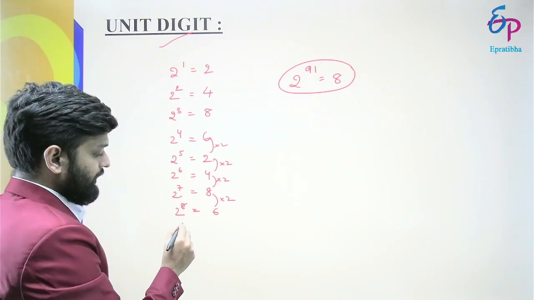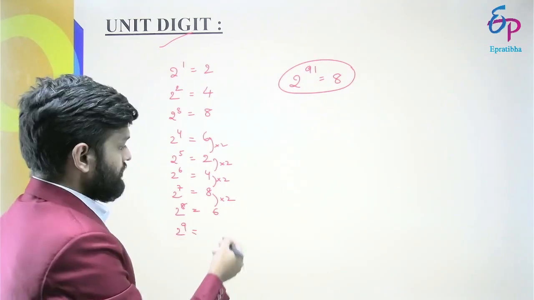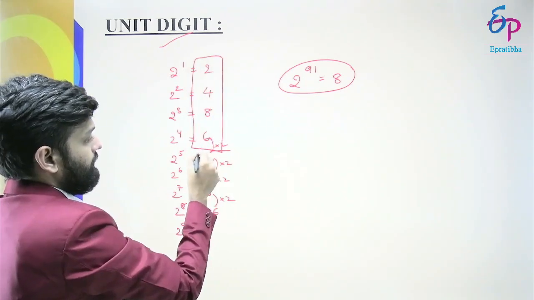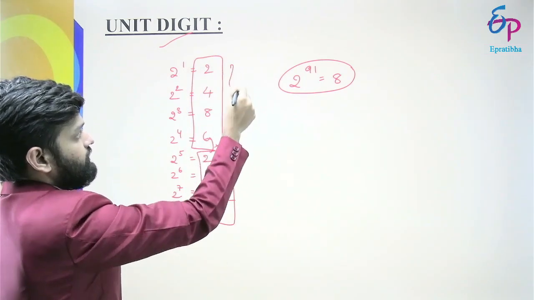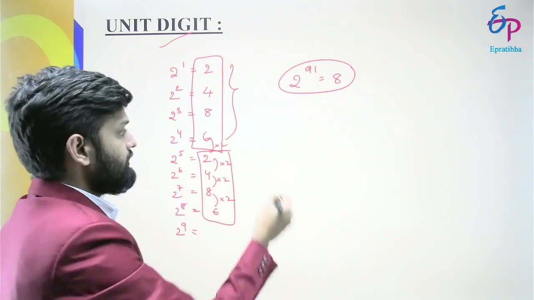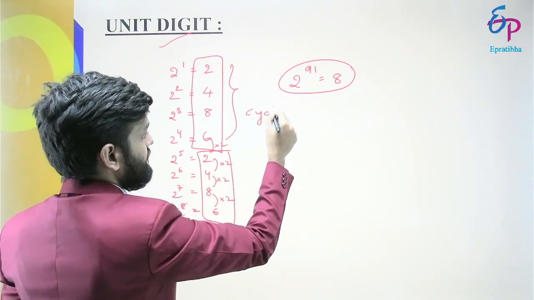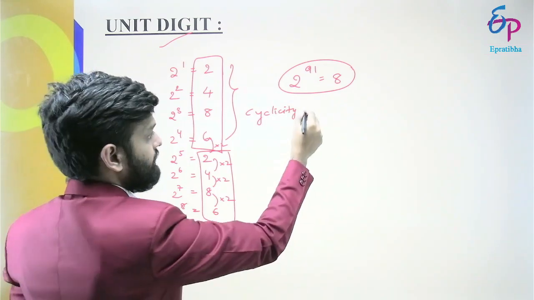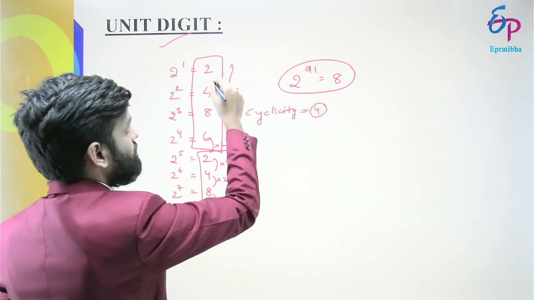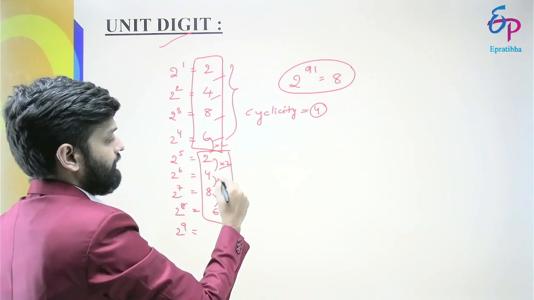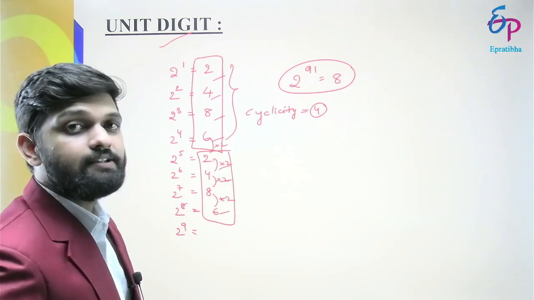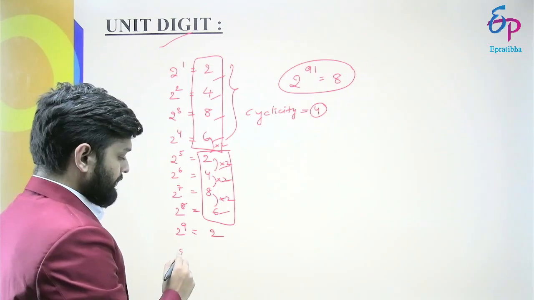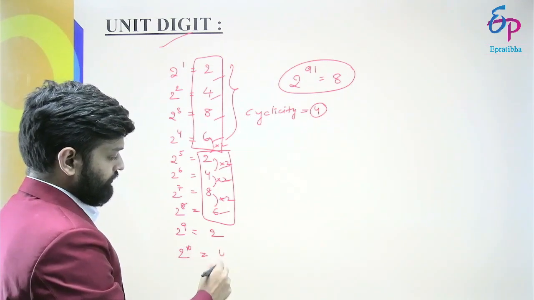Again, if you take 2 power 9, what is 2 power 9? Do you see any repetition here? See, the repetition is 2, 4, 8, 6. So we call this cyclicity. Here the cyclicity is 4 because the 4 numbers are being repeated again and again. That's why we call it cyclicity. 2 power 9 will again be 2, and 2 power 10 will be 4.